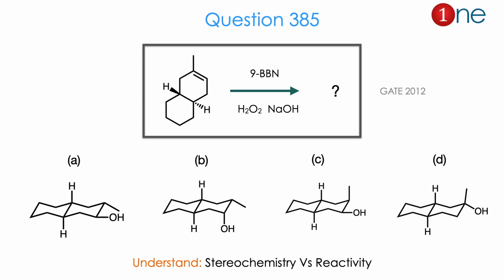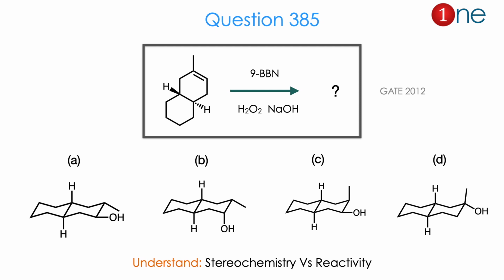Then let us look at the next question. The starting material is decalin with an alkene system with a methyl substitution. Here the decalin is in the trans pattern. Both hydrogens are trans to each other. Basically you are reacting with 9-BBN, which is a boron reagent. Then you have to react with hydrogen peroxide and base.